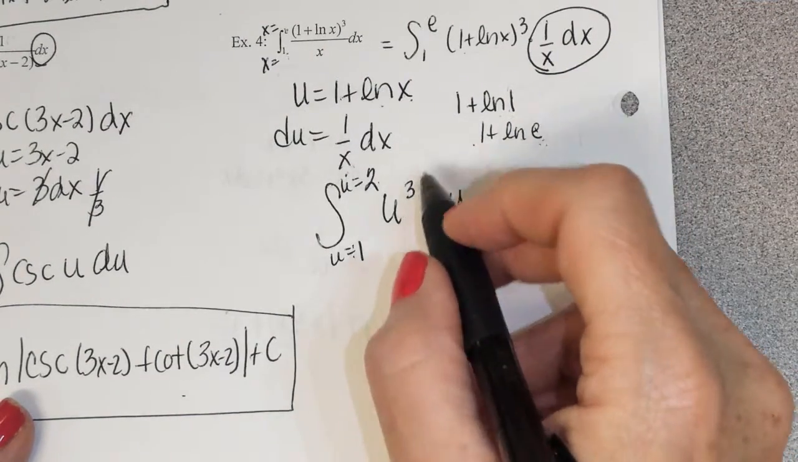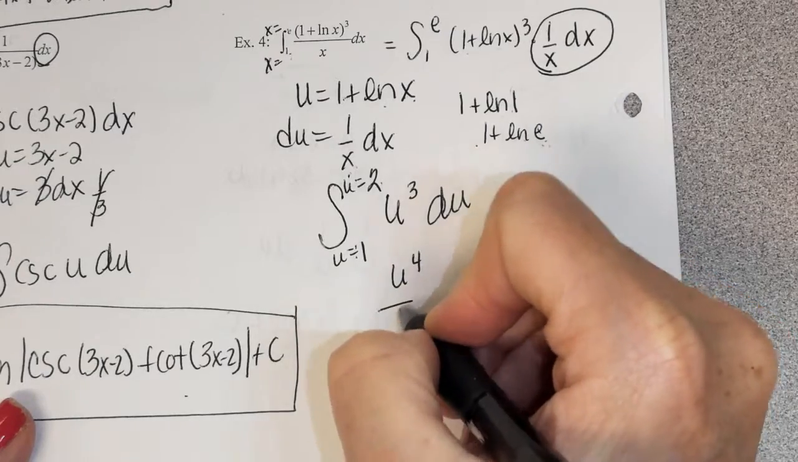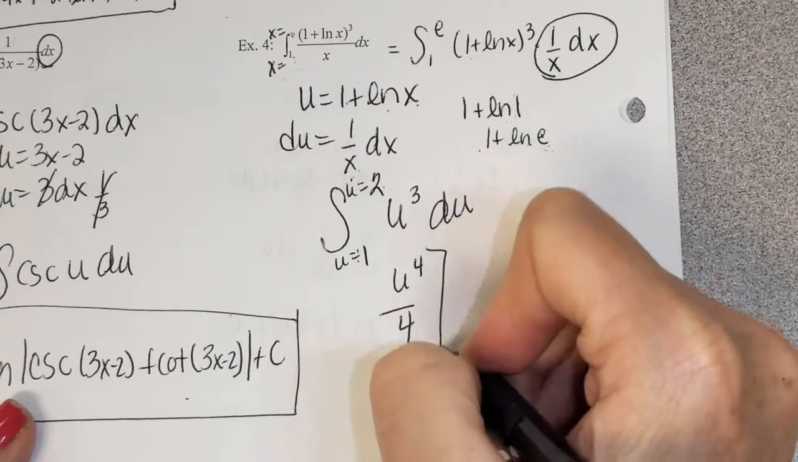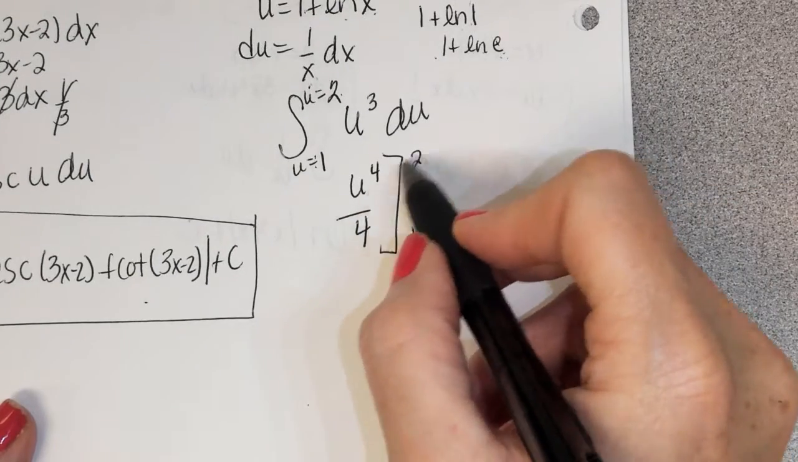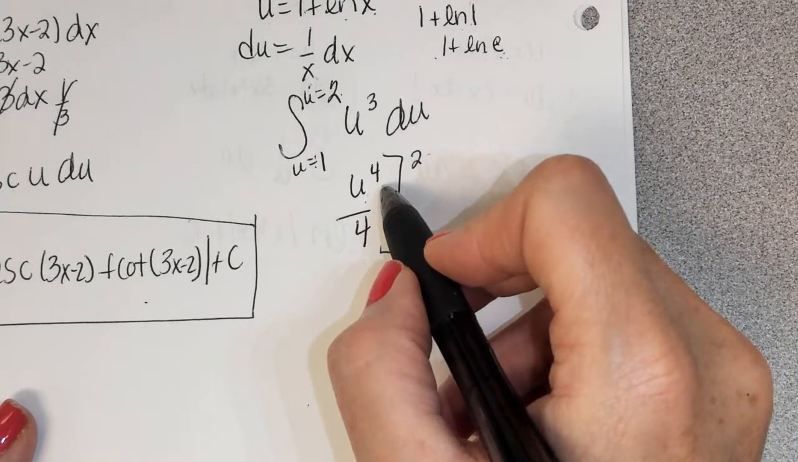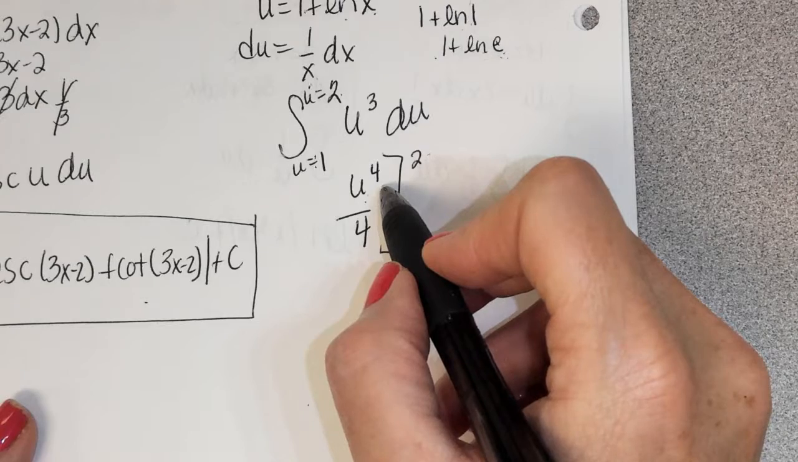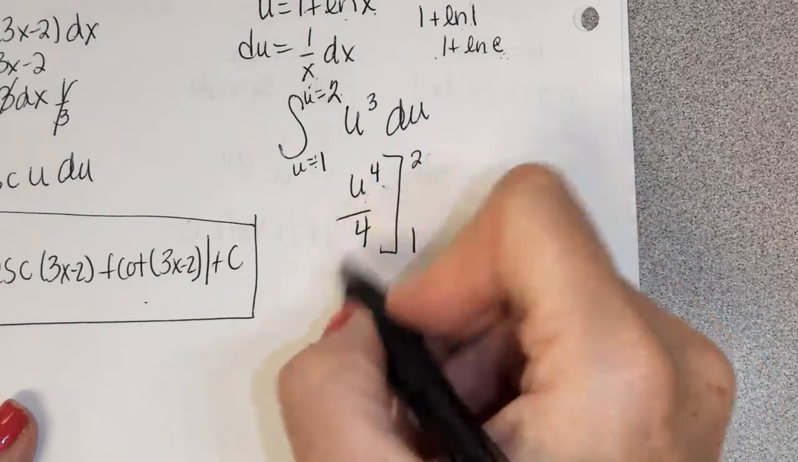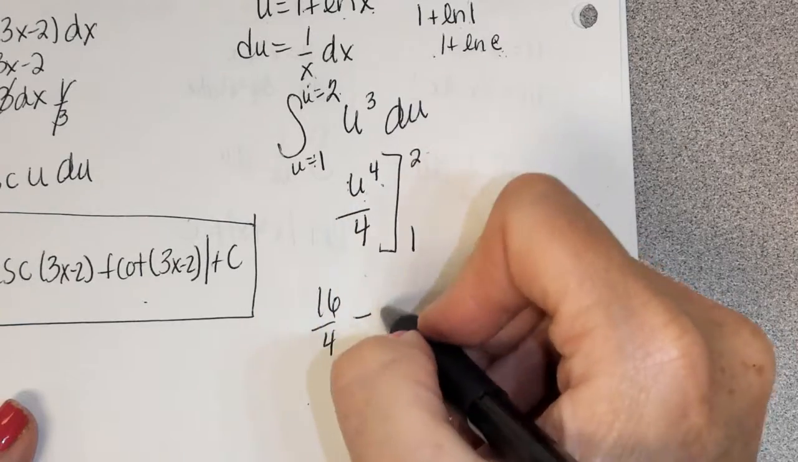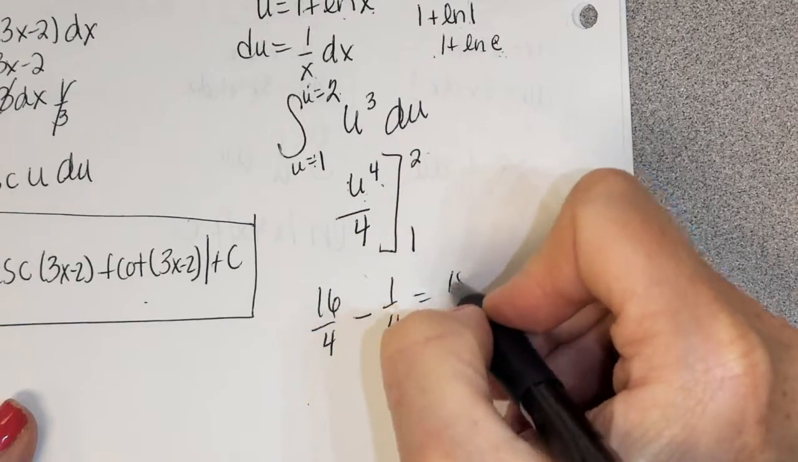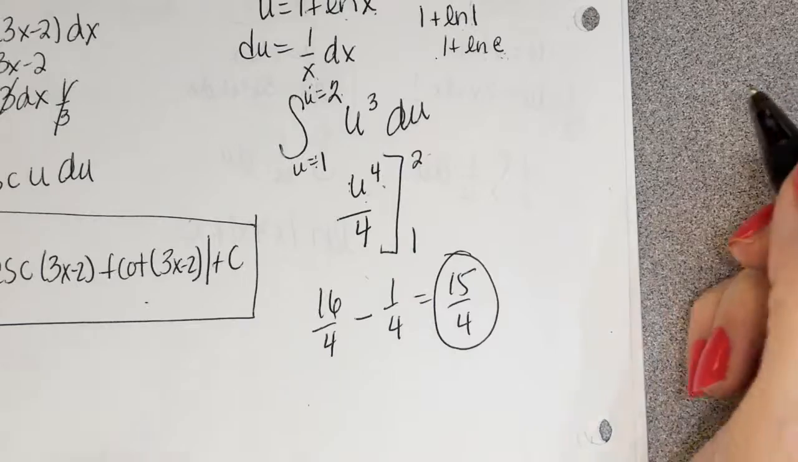So now to integrate this, I would add 1 and divide. I put my numbers here, 2 and 1. And then I just plug it in. What's 2 to the 4th? 2 times 2 times 2 times 2 is 16 over 4, minus, plug in the 1. 1 to the 4th is 1/4. The answer is 15/4.